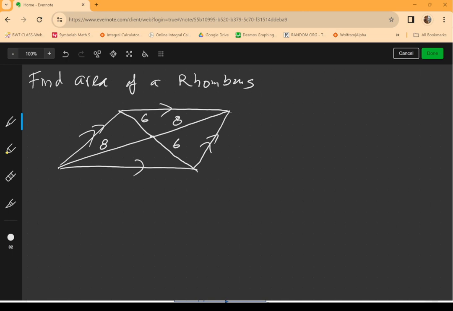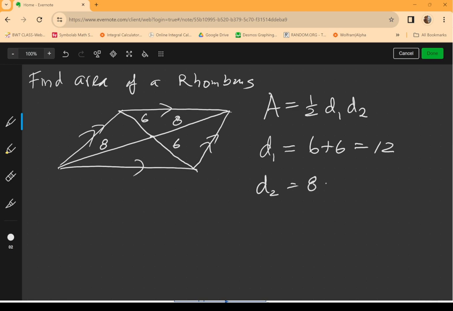All right, so again here, we simply recall the formula. So the area is 1/2 d1 d2. And here we could signify d1 again without loss of generality. It doesn't matter which one you name, d1 or d2. d1, we can say it'll be 6 plus 6, so 12. Right, d2, we'll say 8 plus 8, that's 16.